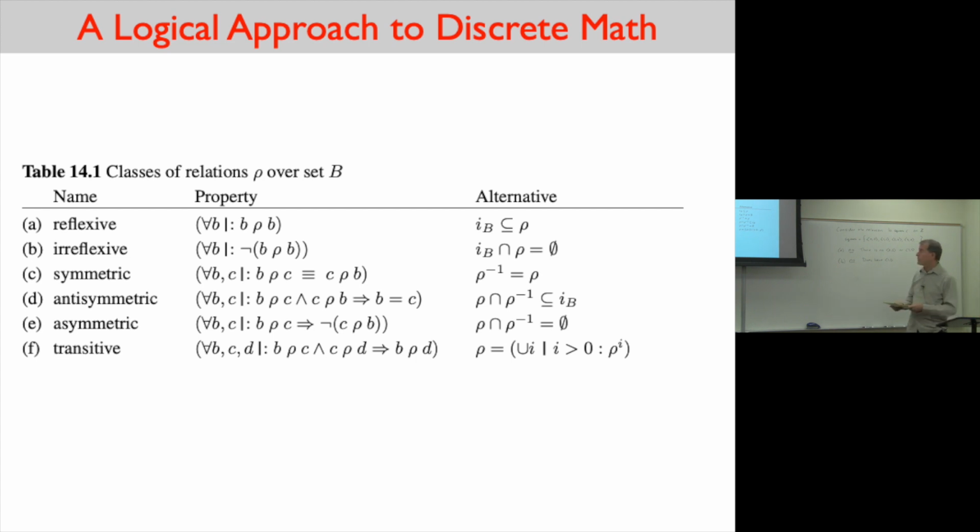What we are claiming is that, let's take, for example, A, the reflexive property. What this table is claiming is that for all b, b rho b equivales I sub b is a subset of rho. Aren't you basically saying that I sub b is a subset of rho equivales true? No, we're saying it equivales for all b, b rho b. We're saying that the property equivales the alternative. That property is true, isn't it?